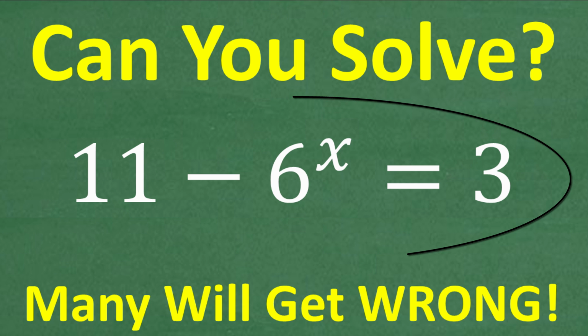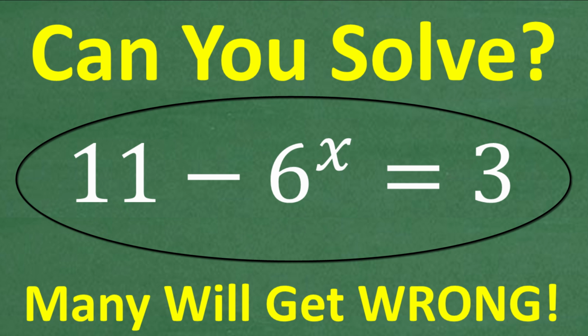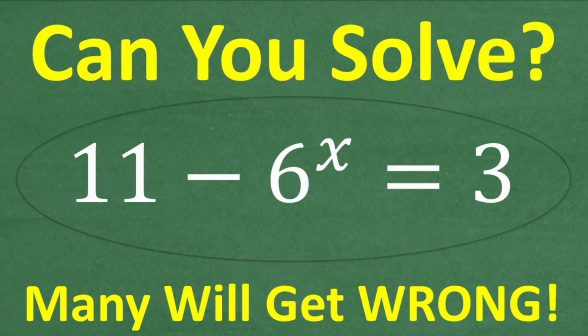We have 11 minus 6x is equal to 3, and we're looking to solve for x. So my question to you is, can you solve this? And feel free to use a calculator because I'd like you to express your solution as a decimal.